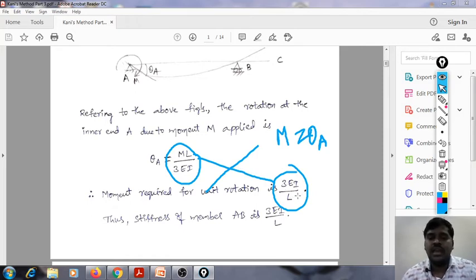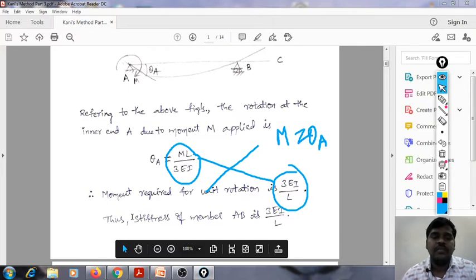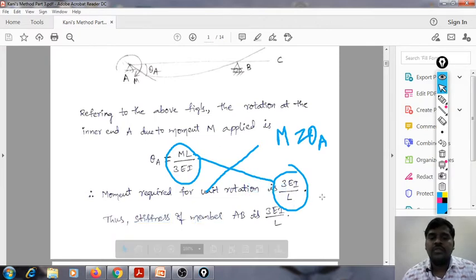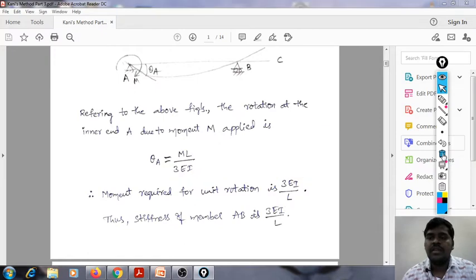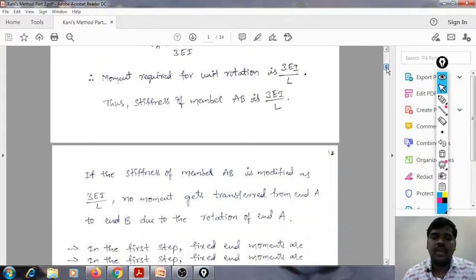That 3EI by L is nothing but the moment that is required for unit rotation. So if it is having some unit rotation, that means the member is having enough stiffness. So the stiffness of that member is taken as 3EI by L.